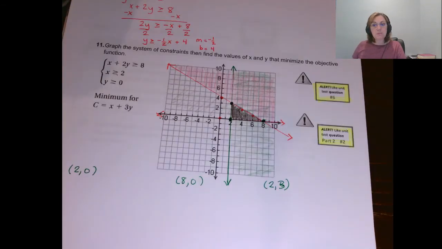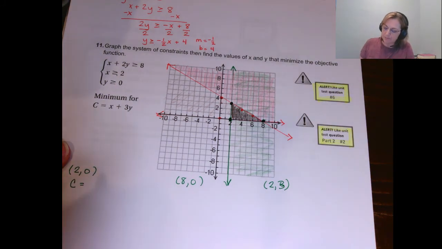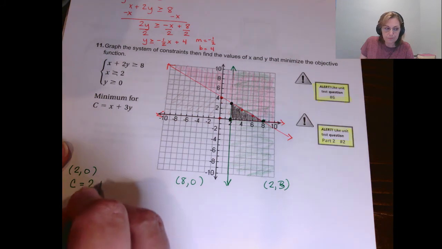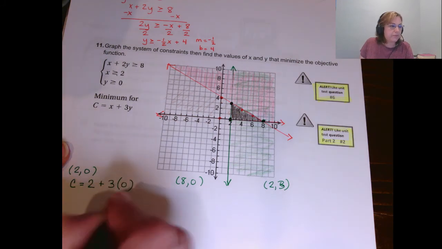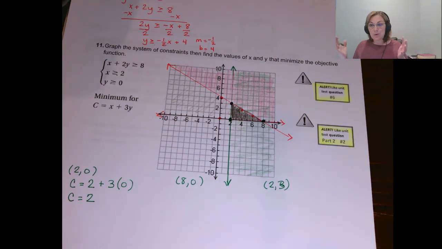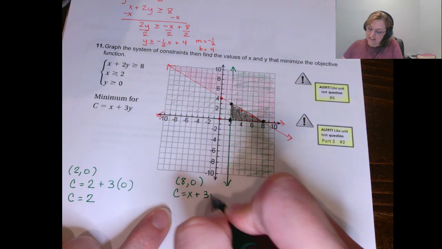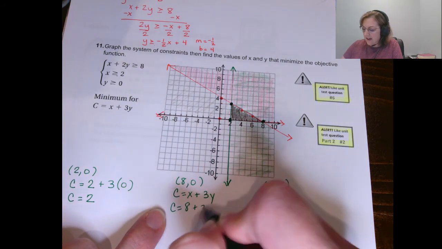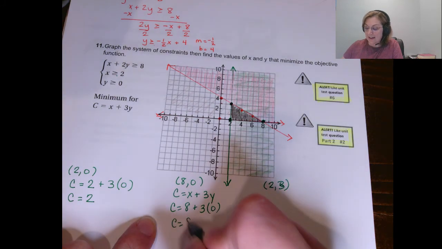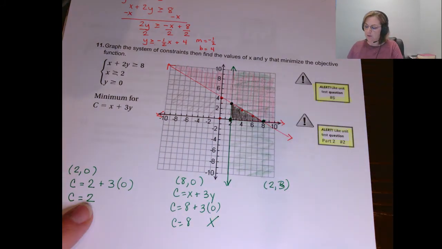Just like we did in the last problem, we've got to test these with the objective function. Now remember, we're looking for a minimum in this one, not a maximum. So we want that smallest value. So x is 2 and y is 0. And that gives me that the objective function is 2. Again, I don't know if that's the minimum or not. I just know it's the value I got. So let's keep testing. We'll put in 8 for x and 0 for y. So that gives me 8. Okay, so I know that's not the minimum, right? Because I know the 2 is a minimum value we've got so far.